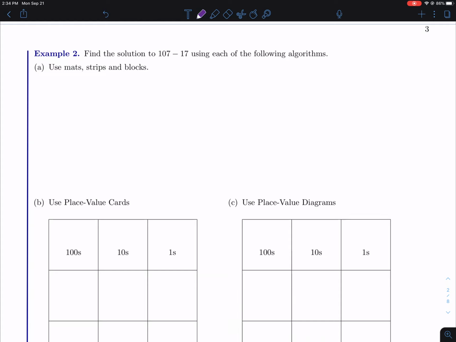So again, the first thing we want to do is write down each of these in terms of their mat strips and blocks. So 107 would be one mat, or a square. So 0 strips, but I'm going to leave some space for them, and you'll see why in a second. And then 7 dots. So 1, 2, 3, 4, 5, 6, 7. And then for our 17, we've got one strip and then 7 blocks.